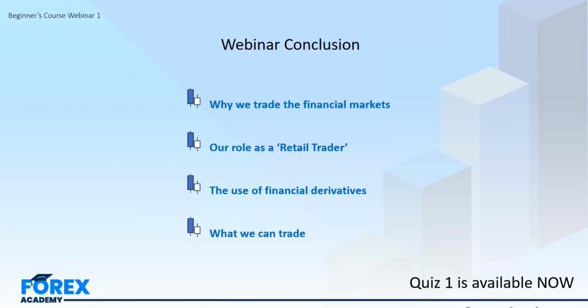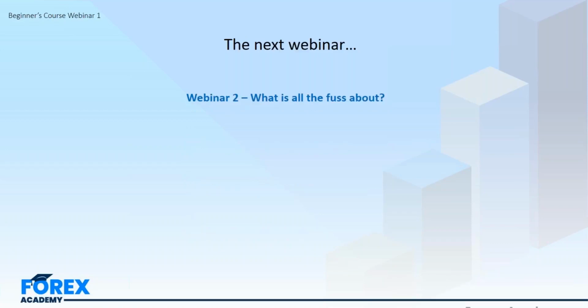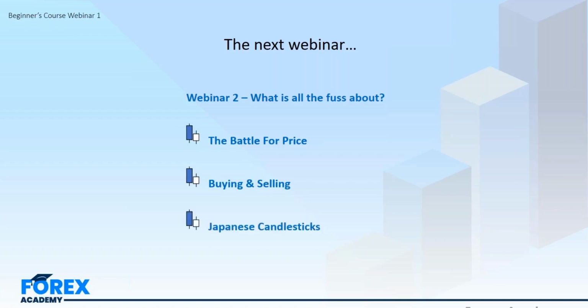Quiz 1 is now available in your members login area just after the lesson in our Forex Academy members area. And that will conclude our webinar. Just with a note, the next webinar will be webinar 2. We'll see you at the same time tomorrow. We'll be discussing what all the fuss is about, particularly within that webinar, the battle for price between buyers and sellers looking for price discovery. And we'll be shedding a keen eye technically on Japanese candlesticks and how we can assess them for trading decisions.